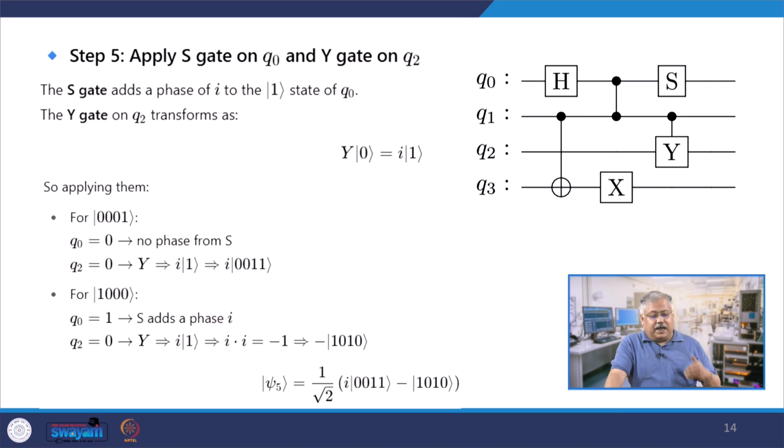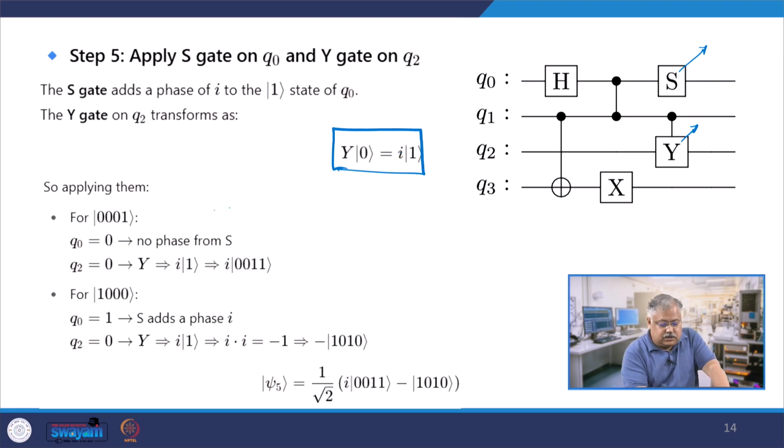Now what we do, we apply S gate on Q0 and Y gate on Q2. So we apply S gate on Q0 and Y gate on Q2. As I discussed with you, the S gate adds a phase of i to the state of Q0, and therefore 1 of 0 becomes i of 1, right. I of 1 because the Q1 was carrying 1 here.